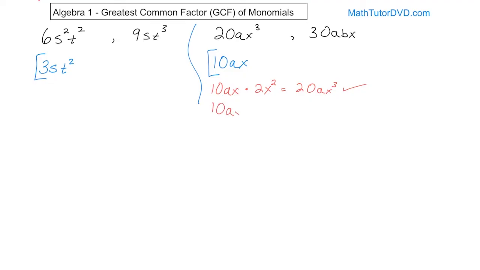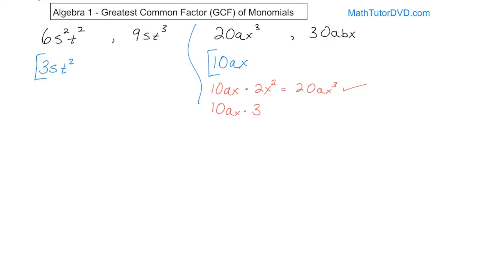10 times a times x times what is going to give me this? 10 times 3 is 30, and a times 1 is a, so I don't need any a's there. And then I have a b here, right?